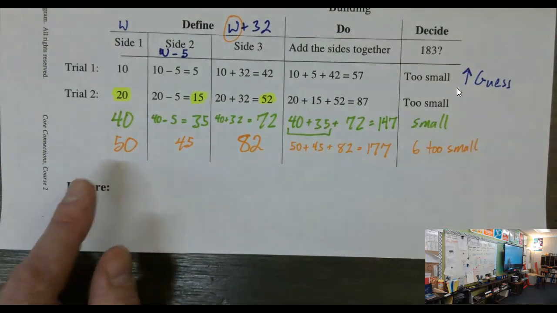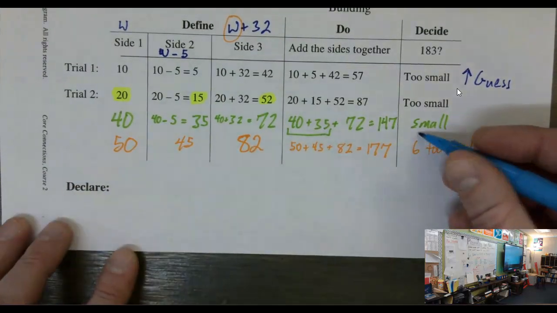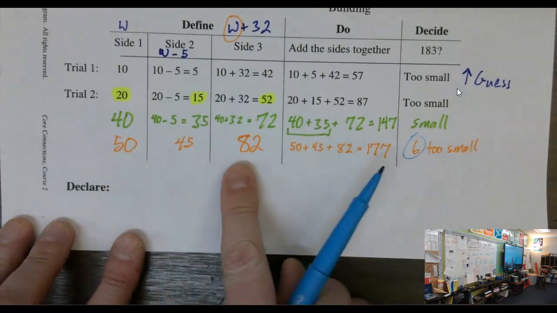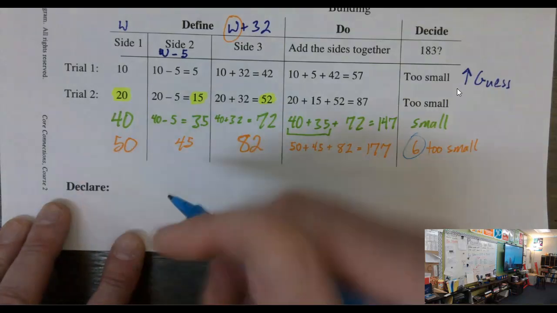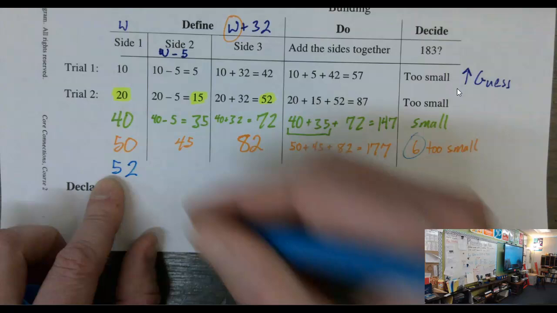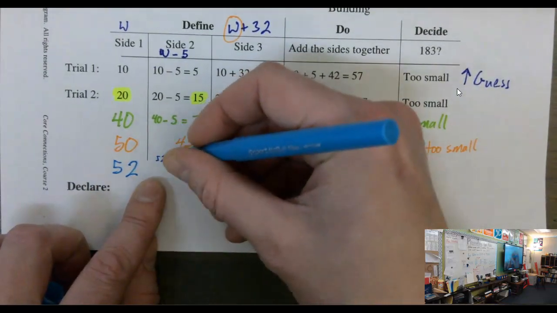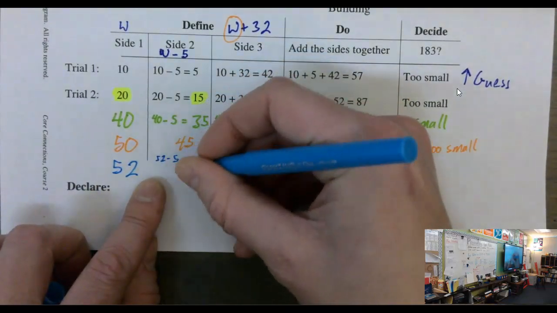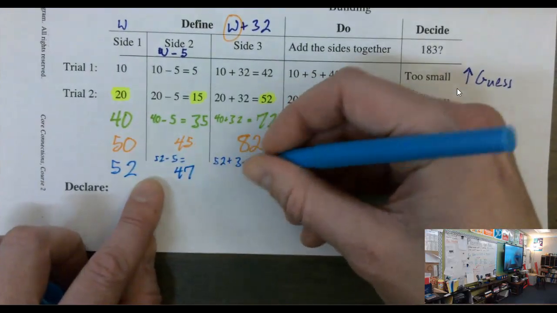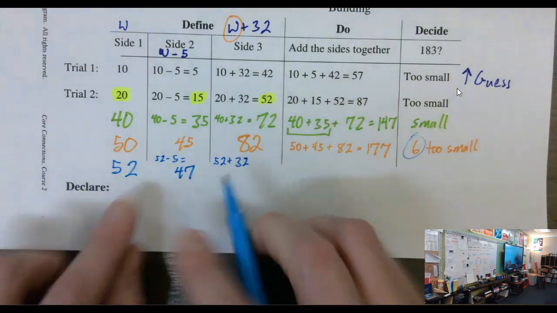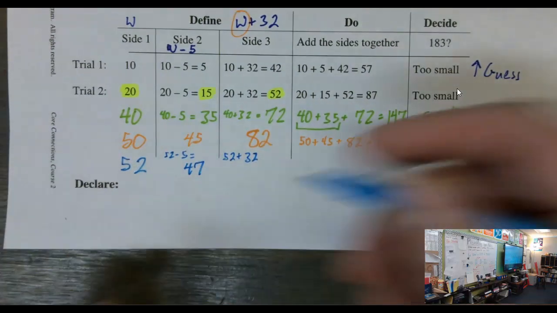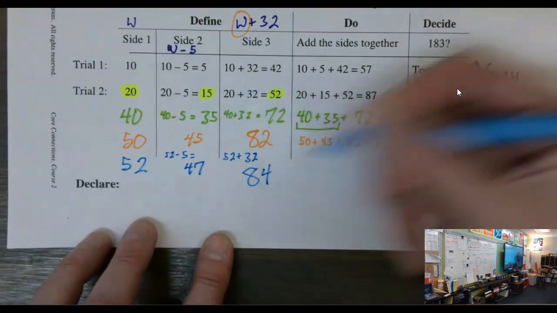Ooh, what if I try just adding 2? Because if it's 6, if I add 2, I'll end up adding 2 to each. So what if we try 52? 52 minus 5? 47. 52 plus 32. Oh, each of these just goes up by 2. Didn't we say each of these is just going up by 2? 84.